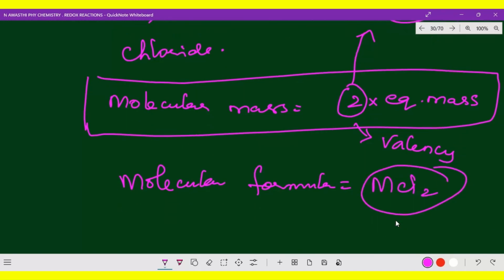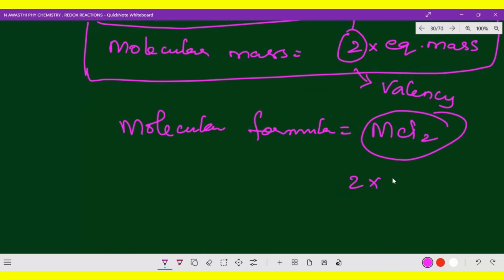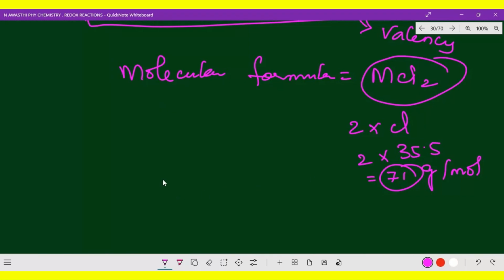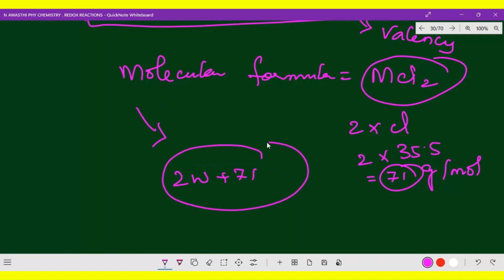So MCl2, so 2 into Cl. The atomic mass of chlorine is 35.5, so into 2 it is 71 gram per mole. Got it? So the molecular mass is 2W plus 71, which will be the correct option. How do we get 71? The molecular formula is MCl2. How do we get only 2 for Cl? That is because of the crisscross method: when we crisscross, this 2 will come here and this 1 will come here, so naturally the metal is divalent.